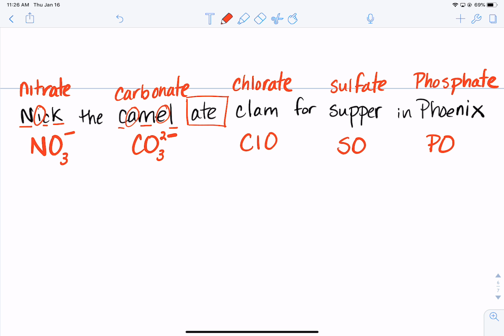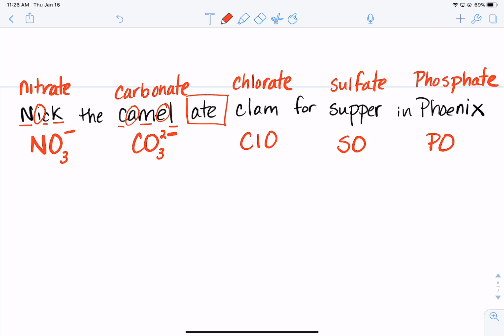All right, clam. How many consonants? 1, 2, 3. How many vowels? Just 1, so it's minus. Okay, sulfate for supper. We got 1, 2, 3, 4. There are 4 oxygens. We got 2 vowels here, so the charge is negative 2. And then phoenix, 1, 2, 3, 4. And hopefully you know how to spell phoenix. It is a bit tricky. You've got 1, 2, 3 vowels, so it is a negative 3 charge.